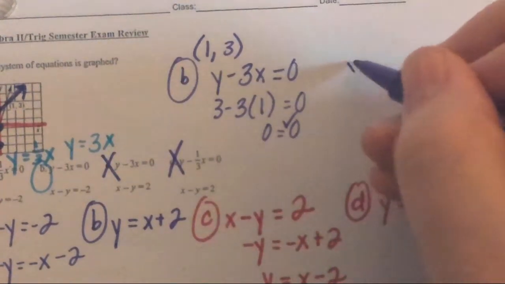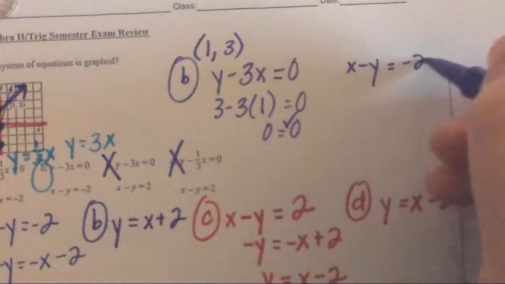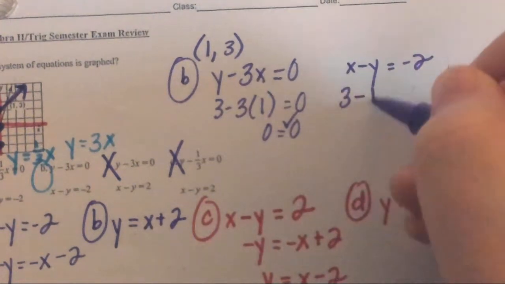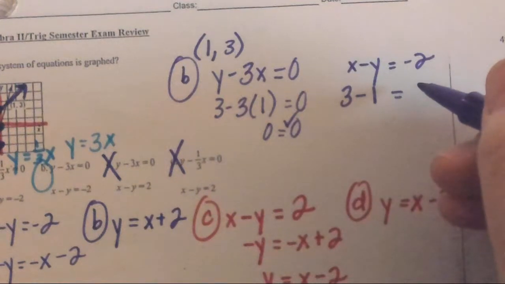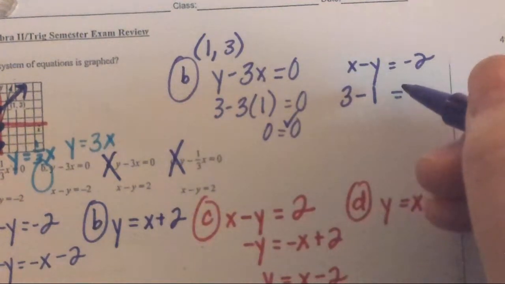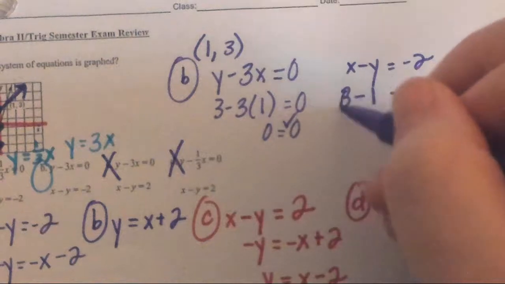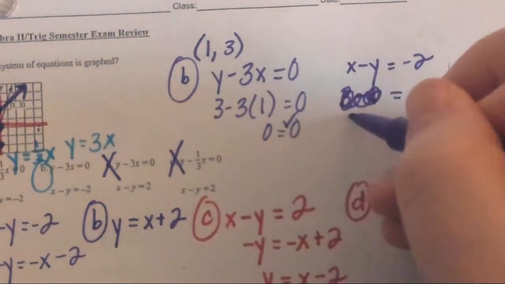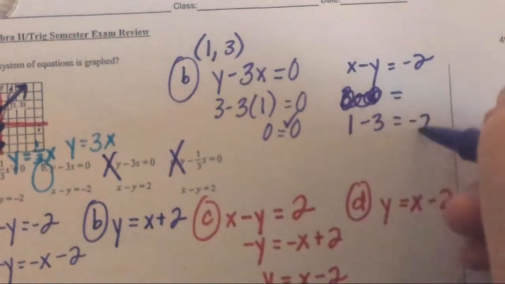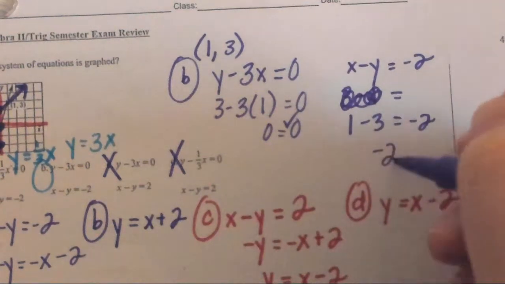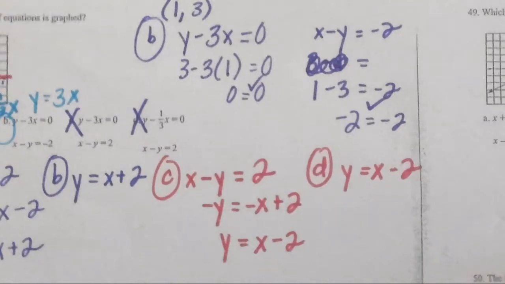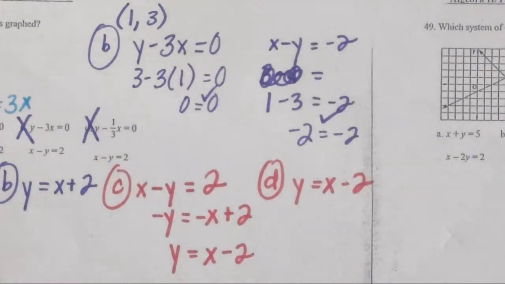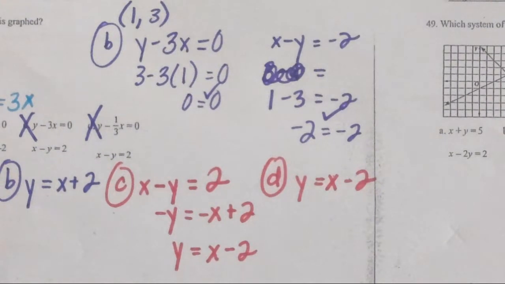As for the second equation, it was x minus y equals negative 2. If I plug in a 3 and a 1, and I plug them in the right spots, that would help. 1 minus 3, does that equal negative 2? And yes, it does. Negative 2 does equal negative 2. If you plugged the answer into all the equations, that's one way that would be, to me, faster to figure out the answer.